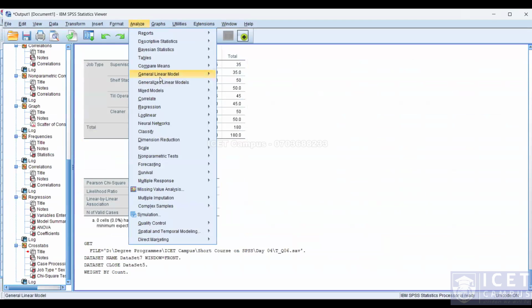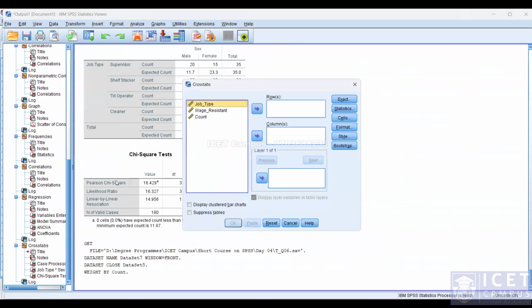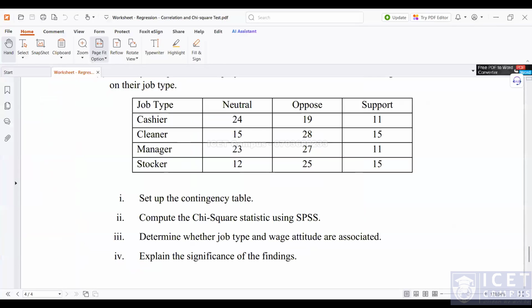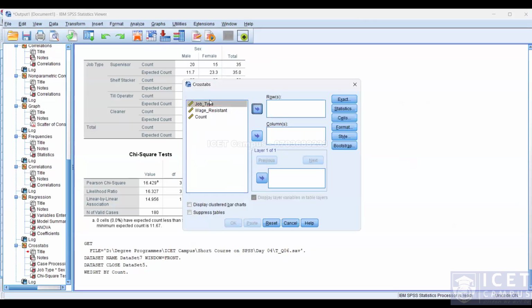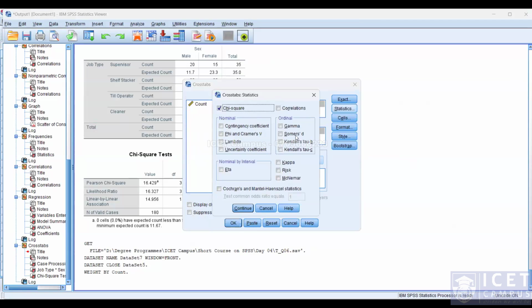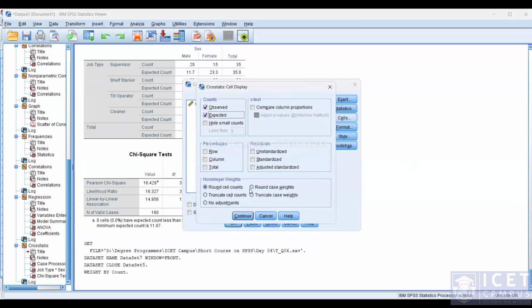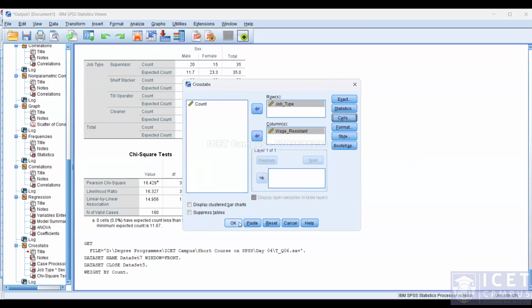Then we go to Analyze, Descriptive Statistics, Crosstabs. Rows, what are the rows here? Job type. We need the chi-square value and we need expected frequencies. That's all.